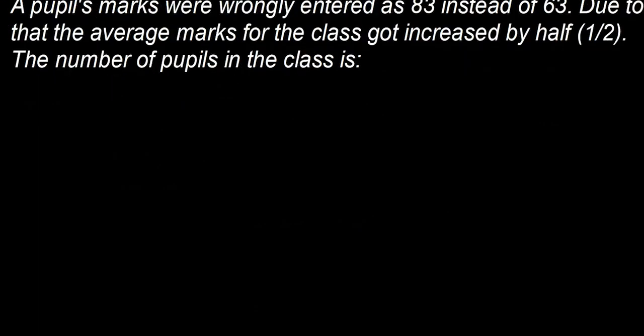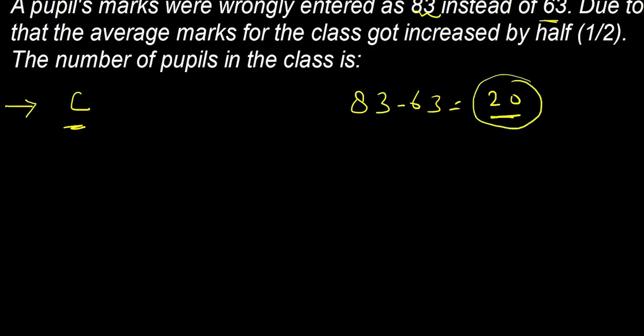A person's mark was originally entered as 83 instead of 63, and due to that the average marks for the class increased by half. So let's say the total number of people in the class is C. What happened? Due to this, the difference between 83 and 63 is 83 minus 63, which is 20. And due to this 20 marks, the average of the class increased by half.